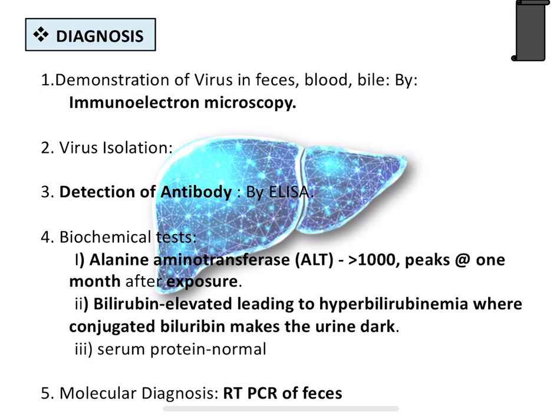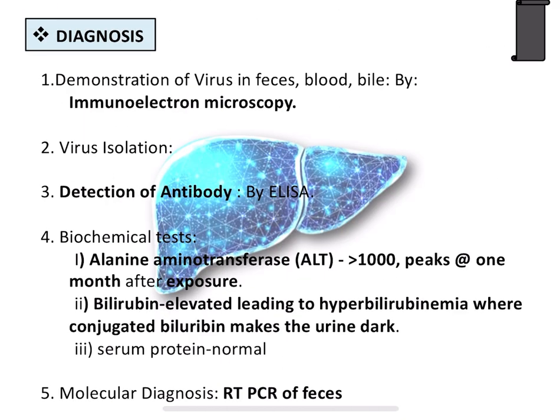Now how does this conjugated bilirubin make the urine dark? Since the conjugated bilirubin is water soluble, it will be excreted through the kidneys. Because of the high quantities of this conjugated bilirubin, that will give the urine a dark color. It is also known as Coca-Cola colored urine or tea colored urine, and this is nothing but the bilirubinemia. Is it clear? I hope you remember now.